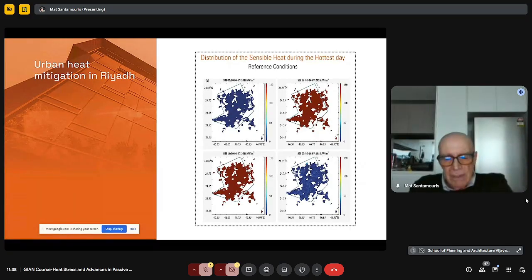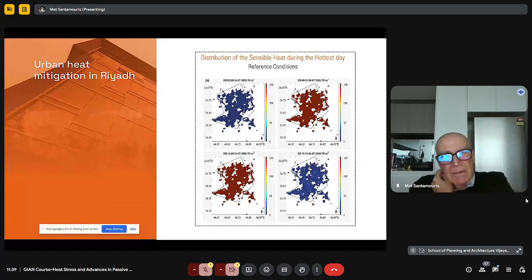And once we know the three major climatic parameters, surface temperature, ambient temperature, wind speed, and direction, then we can easily calculate the sensible heat. The sensible heat is the heat which is released by the city surfaces, and this is the major parameter that increases the temperature in the city.